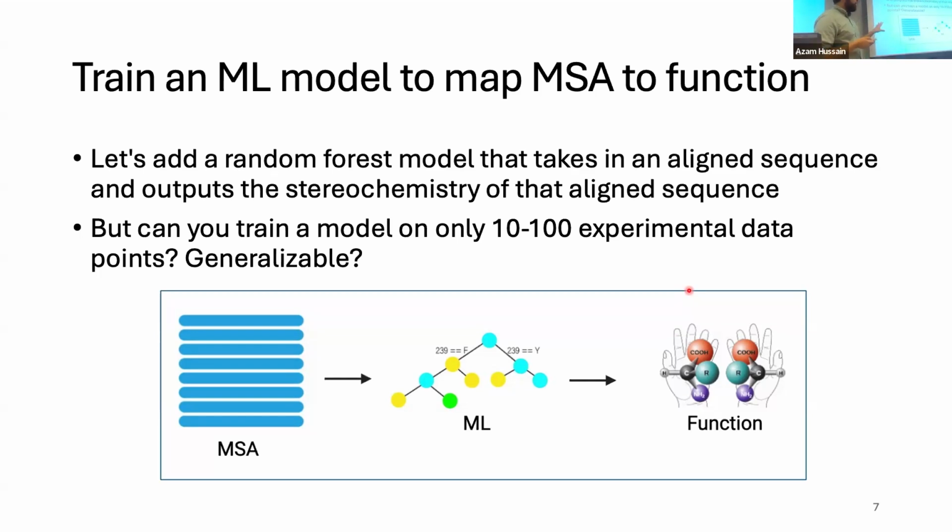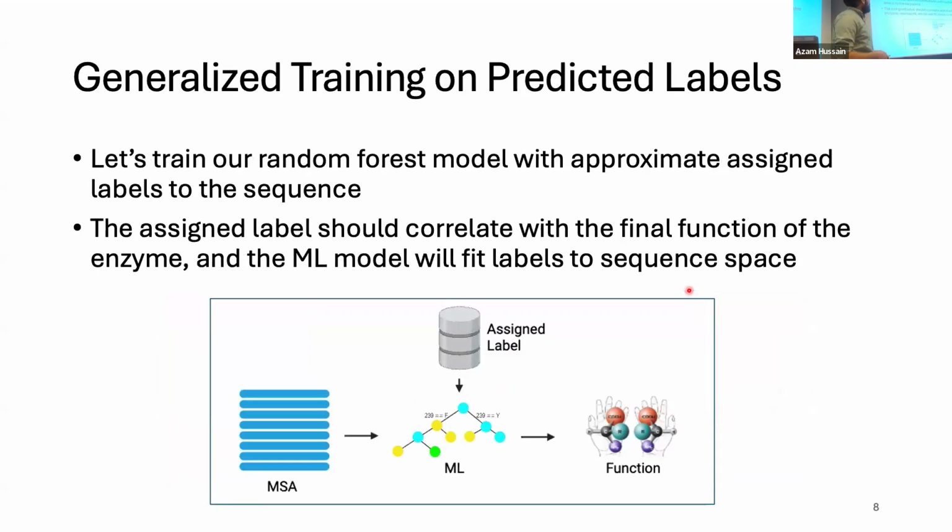We're going to talk about how it works, but you could pretend each column is a feature. So you have an Excel spreadsheet with your MSA with all the gaps and residue names, and you just fit it, like you could fit it with a linear model. I'm just using a random forest because it's slightly more complicated. The problem is, in a realistic setting, there's no ML model you can train with 10 to 100 data points that can map a multiple sequence alignment to a function.